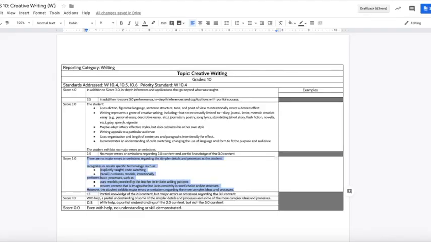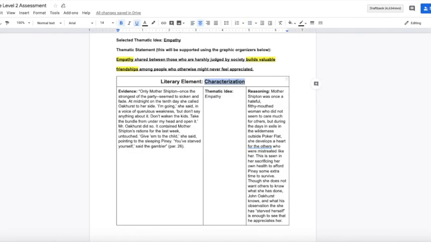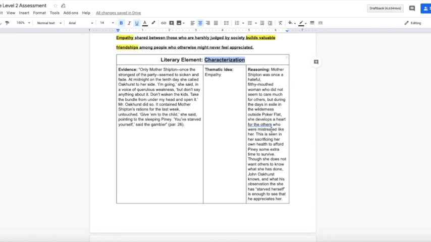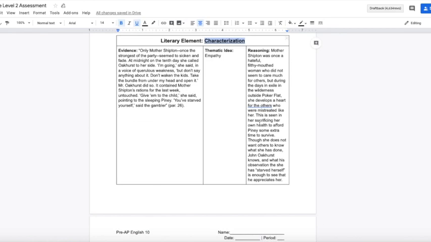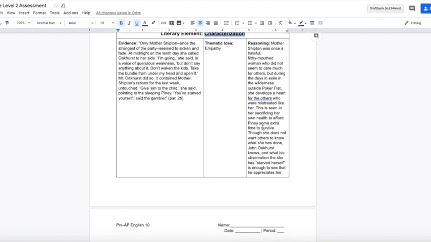Okay? So, with that being said, let me come back to my example and look for the idea of empathy and how it builds friendships among people who aren't appreciated. Mother Shipton was once a hateful, filthy-mouthed woman who did not seem to care much for others, but during the days in exile in the wilderness outside Poker Flat, she develops a heart for the others who were mistreated like her. This is seen in her sacrificing her own health to afford Piney some extra time to survive. Do you see the empathy there?